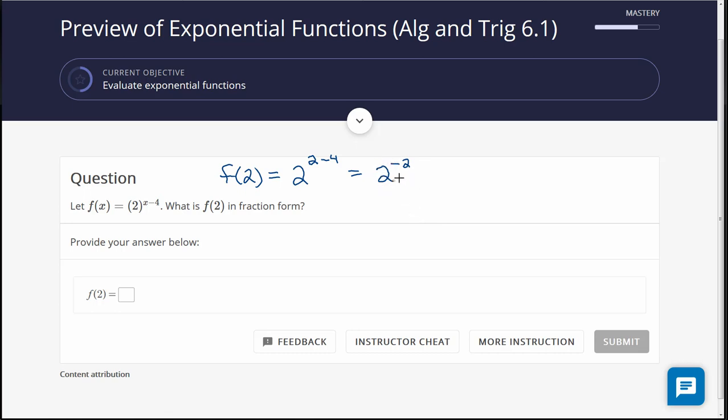In some sense, that's the correct answer, but they want us to put it in fraction form. So you have to remember the properties of exponents: when you have a negative exponent, I can turn it into a positive exponent. The negative 2 turns into a positive 2, but it gets put in the denominator of the fraction. It gets flipped, essentially. And now we can see 2 squared is 4. So the answer to this question is 1/4.